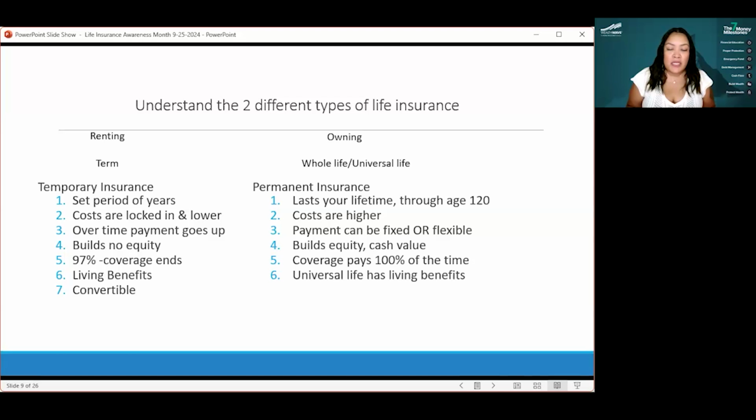And we say coverage pays 100% of the time because so long as you pay the policy and you pass away, your family will get that death benefit. And universal life has living benefits. Whole life does not.